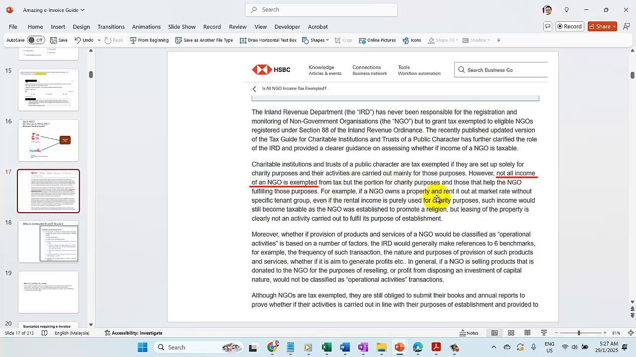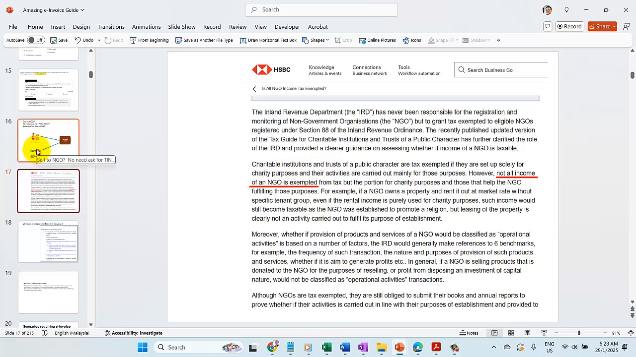If an NGO owns a property and rents it out at market rate to a specific tenant group, even if the rental income is purely used for charity purpose, such income would still become taxable. The NGO was established to promote a religion, but leasing of the property is clearly not an activity carried out to fulfill its purpose of establishment. So that part is where you need to be concerned. Of course, the key is that charitable institutions and trusts are taxable for only that part of charity, not all.